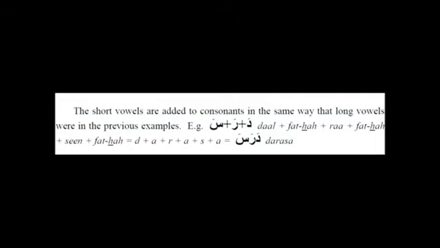For example, here, the dal, above it, the fatha. The ra, above it, the fatha. And the sin, above it, the fatha. The fatha making the sound a. So add them all together. The dal with the fatha makes the sound da. The ra with the fatha makes the sound ra. The sin with the fatha makes the sound sa. Darasa. There it is.